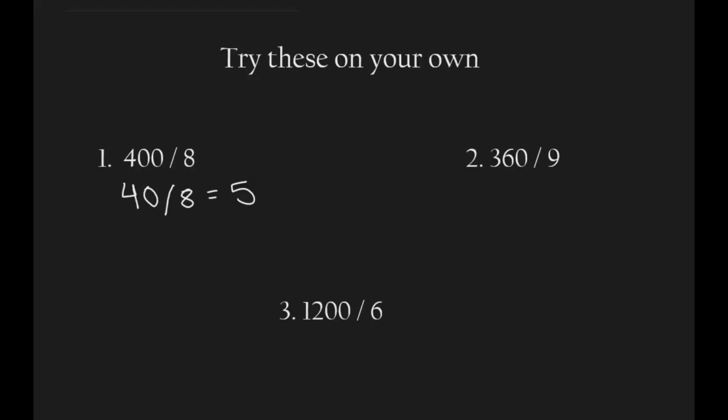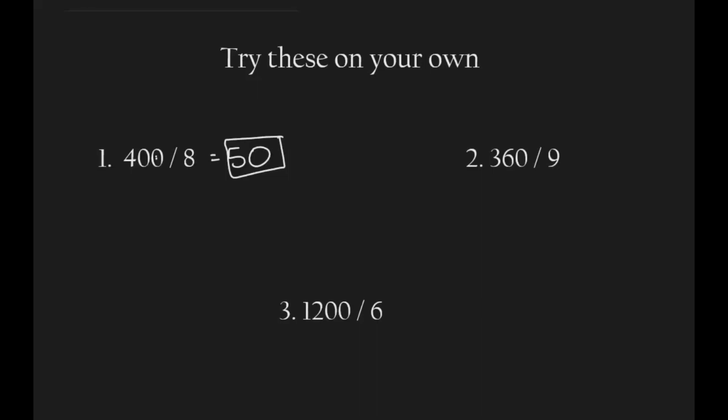Now all we're going to do is we have a 0 here. So for 400 divided by 8, we're just going to add a 0 to the 5. So it's going to become 50. Let's just erase this. Now, let's do the second problem.